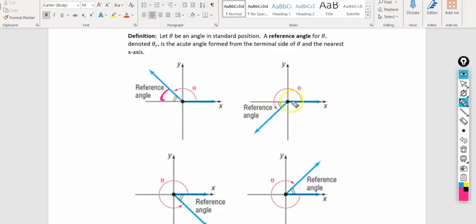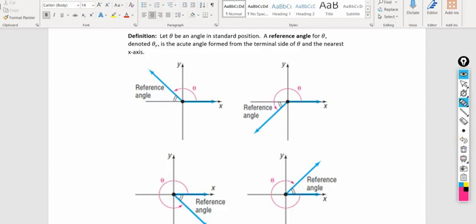Here, by definition, the reference angle is the angle formed from the terminal side and the nearest x-axis. That is your reference angle, and it's positive. It doesn't have direction. It's an acute angle. The same holds for each of these: the reference angle is formed from the terminal side and the nearest x-axis.